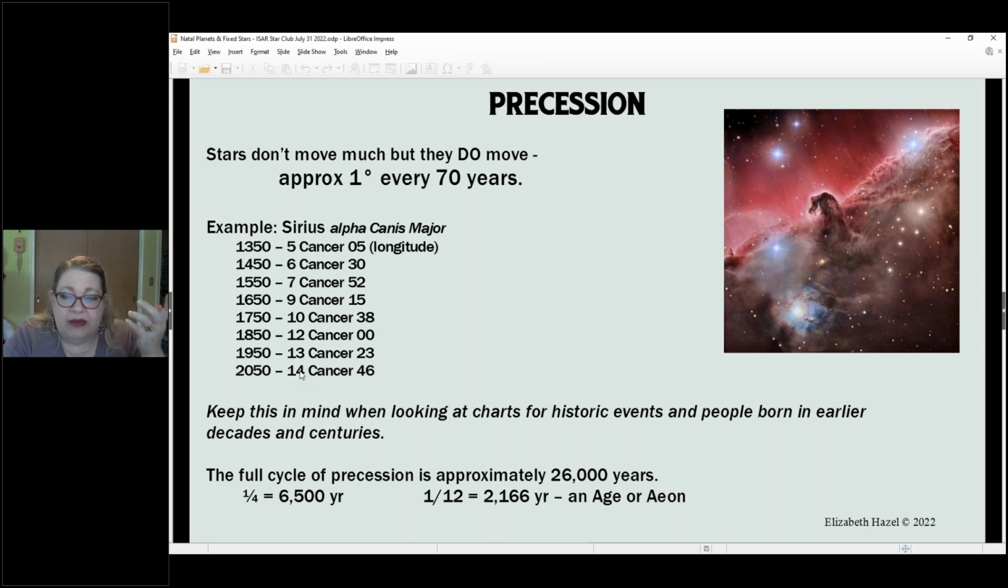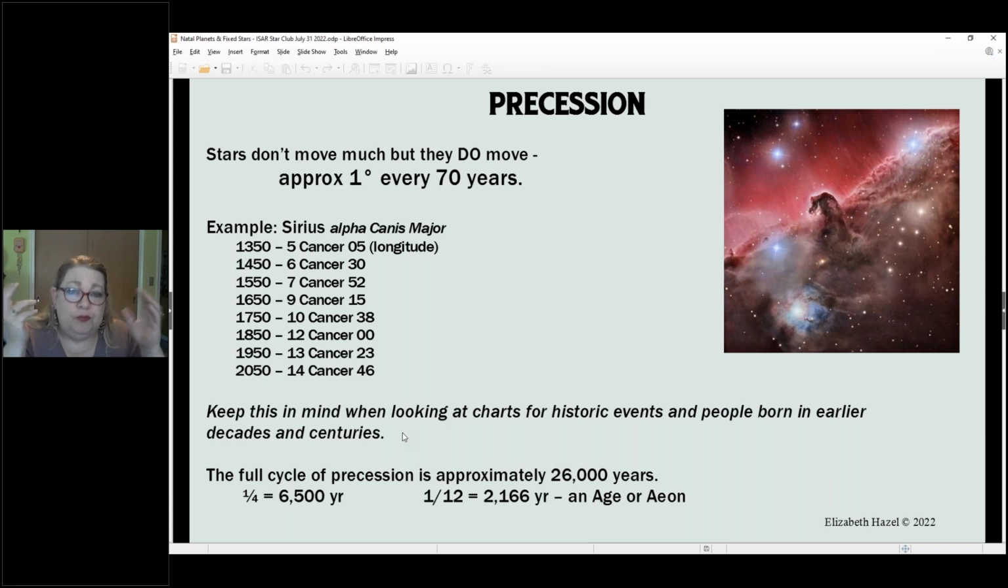So you want to keep this in mind when you're looking at charts for historic events or people born in earlier decades or centuries. Somebody picks up a chart for Leonardo da Vinci and says, oh, he's got something at 26 Taurus, it's conjunct Algol. Well, no, it's not. 400 years ago, Algol would have been at maybe 20 Taurus. So those stars do move. They're not pinned into place. That movement can be a little confusing when you're looking at older charts. You just have to wiggle it back about a degree every century. That's a good ballpark. Or you can look it up with your software and find out where that star was.